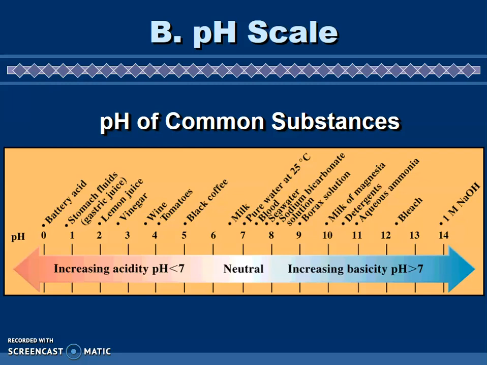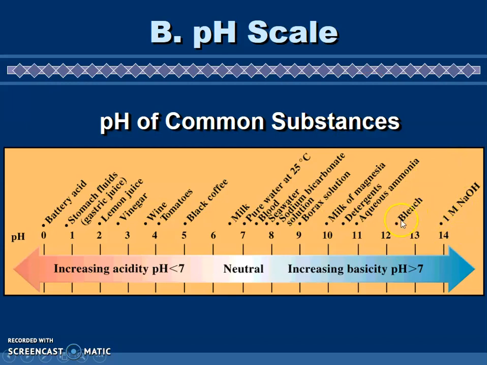Here are just some examples of some common household substances and what their pHs are. You can see a very, very strong acid is battery acid, but you can see that our stomach acid is really low too. It's less than 1, so that's a really strong acid as well. Vinegar, which is something that we eat in our food, is considered a weak acid. On the other side, we have sodium hydroxide. That is basically the main ingredient in Drano. So you can see that that is a very, very strong base.